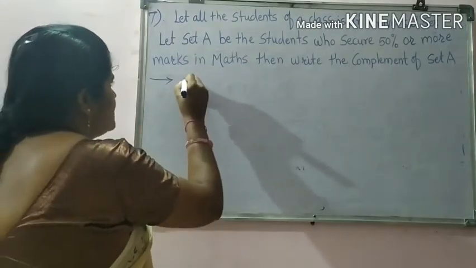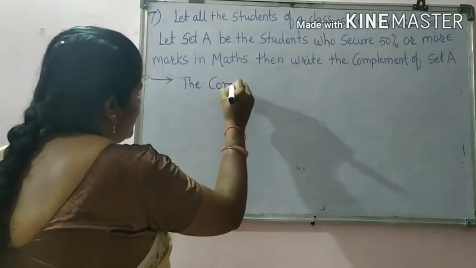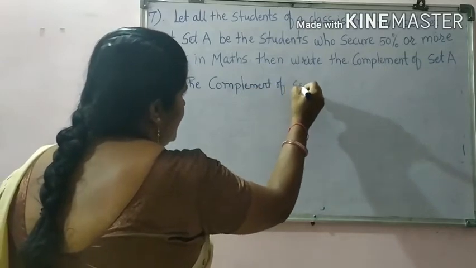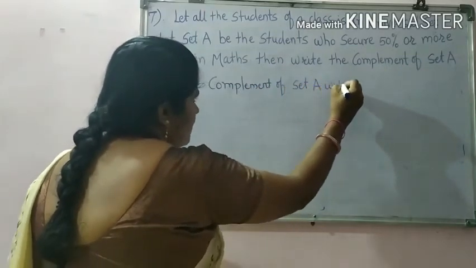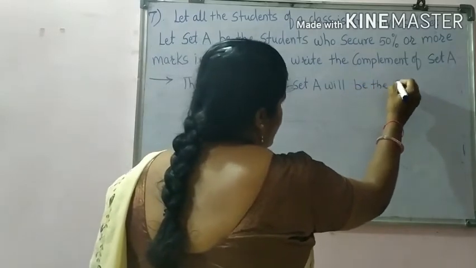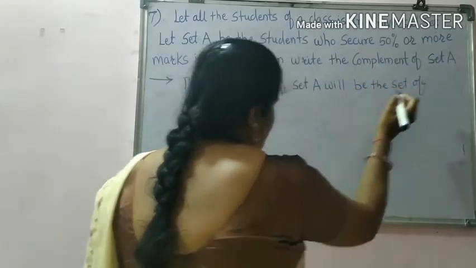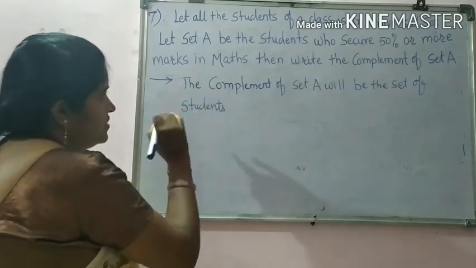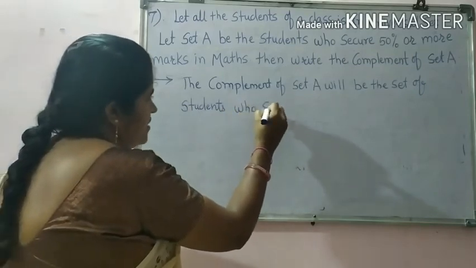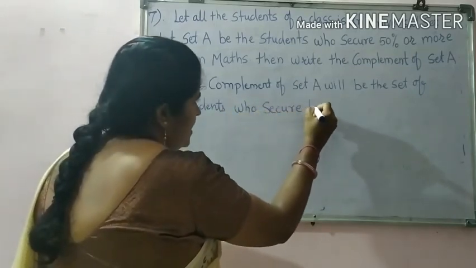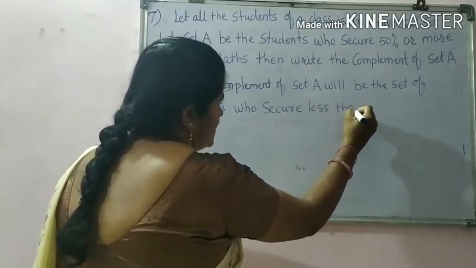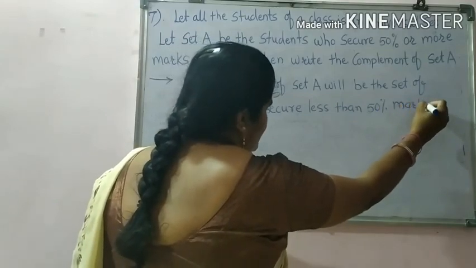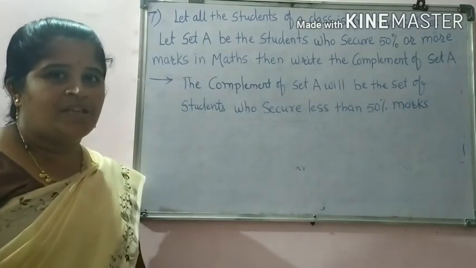The complement of set A will be the set of students who secure less than 50% marks.